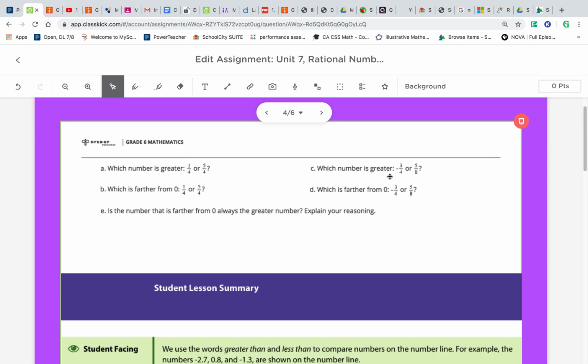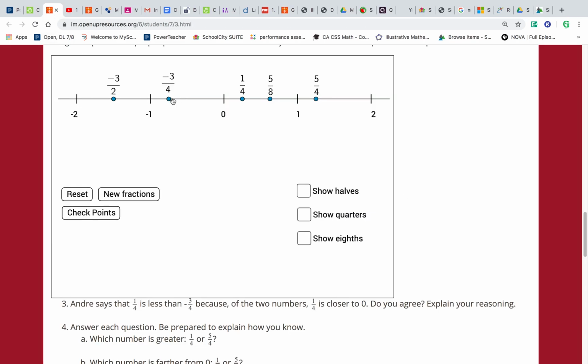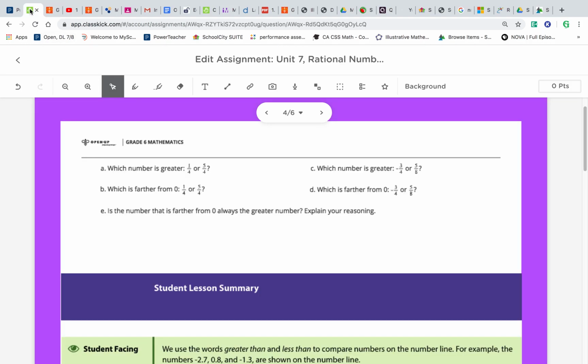Which number is greater, -3/4 or 5/8? This should be very easy. This is a negative number, and this is a positive number. The positive number is always going to be bigger. If you look at it on the number line, you can see -3/4 and 5/8. But it's positive compared to a negative. That makes it easy.